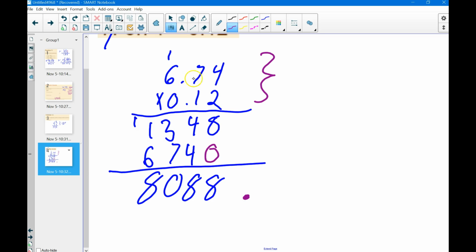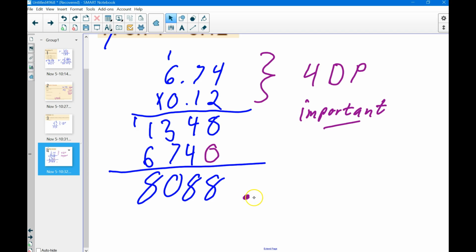We have 2 numbers behind the decimal up here, 2 numbers behind the decimal down here, so we have 4 decimal places. This is important because it tells us where the decimal down here has to go. So basically now I take the decimal down here and I go 1, 2, 3, 4, and I put a 0 in front. And we're good.